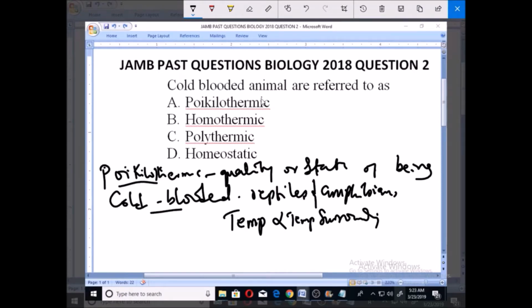So with that, we'll see that option A is already the answer to this problem. The word cold-blooded has a lot to do with poikilothermic. So that is another word for cold-blooded, poikilothermic. And the animals that are referred to as being cold-blooded or poikilothermic are the reptiles and the amphibians. Thank you.